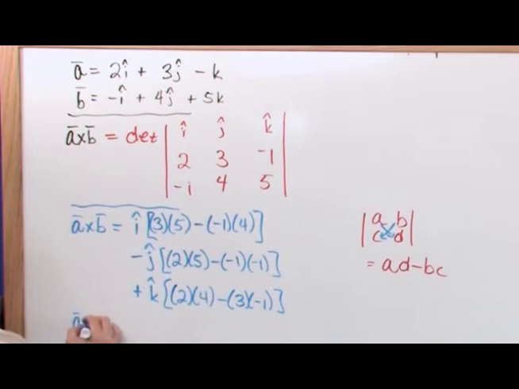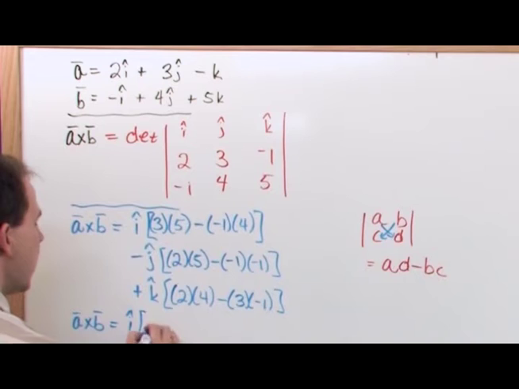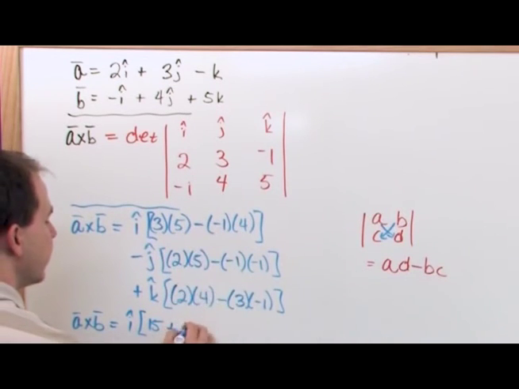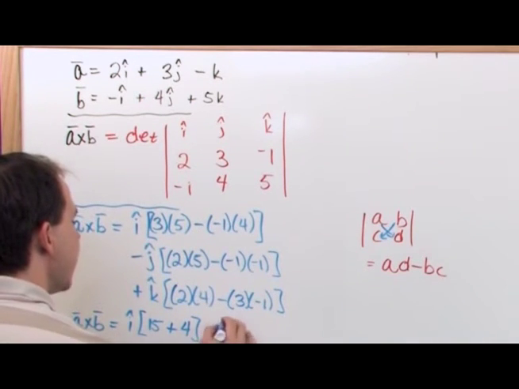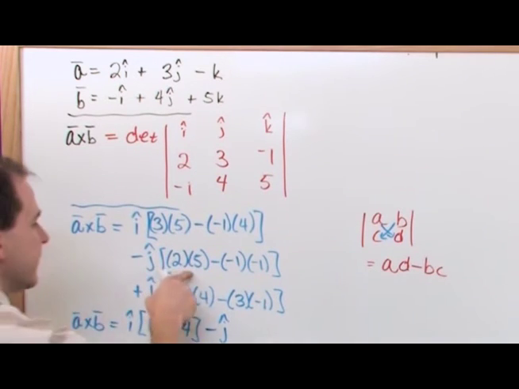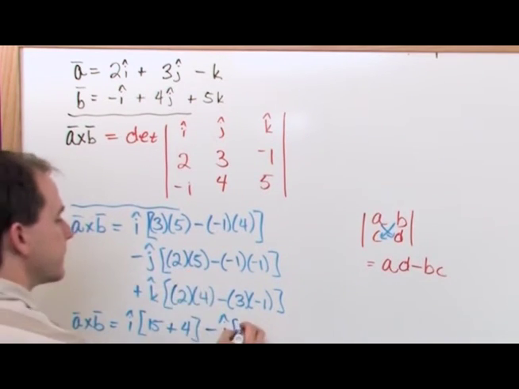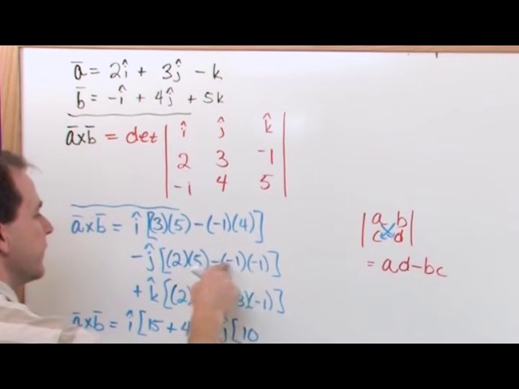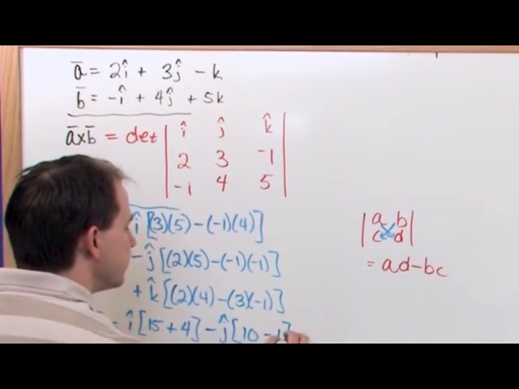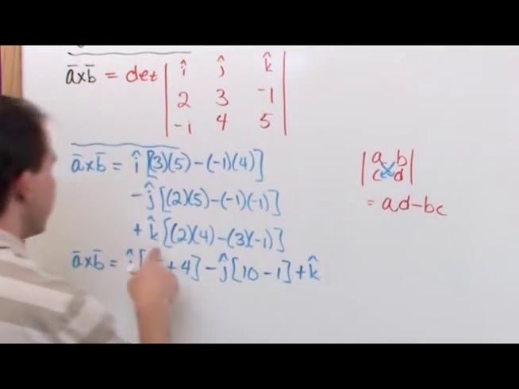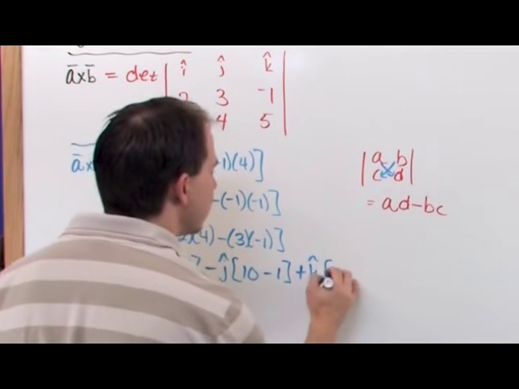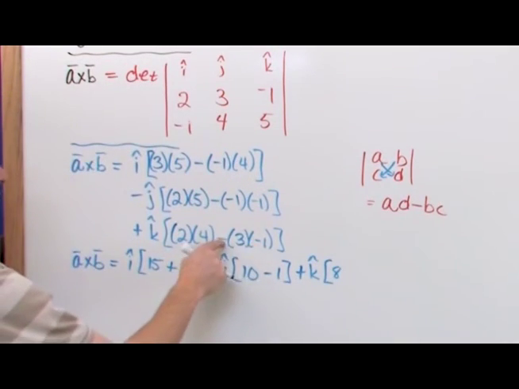So I'll have A crossed with B is equal to, in the I direction, I'm going to have 15, 3 times 5 is 15, plus 1 times 4 is 4, because negative times negative gives me that positive. I'm going to have a minus j, because I have a minus sign here, and on the inside I'm going to have 10. This is going to make a positive, so it's going to be negative 1, so it's going to be minus 1. And finally k, the k direction, this direction here, 2 times 4 is 8, and then I'm going to have plus 3.